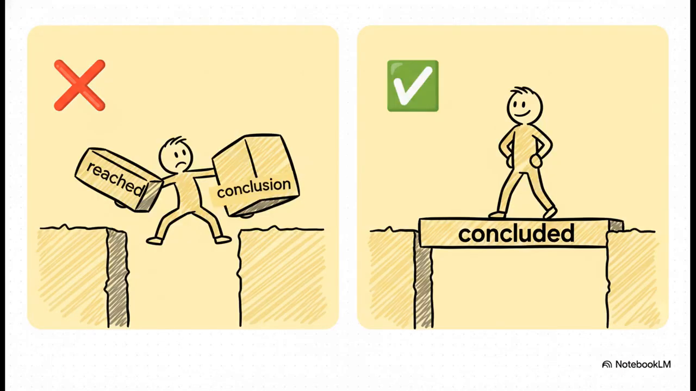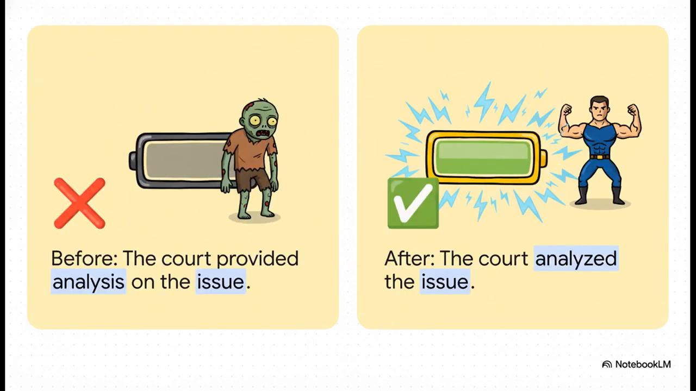Here's another one. Reached the conclusion. I mean, why use 2 words when one powerful word will do the job? The verb hiding inside conclusion is conclude, so just use it. Management has concluded. It really is that simple. Just swap a weak phrase for a strong verb. And again, instead of provided analysis, we just say analyzed. You can almost feel the energy snapping back into the sentence, right? It's more direct, it's more confident. You're not talking about the action, you're showing the action.